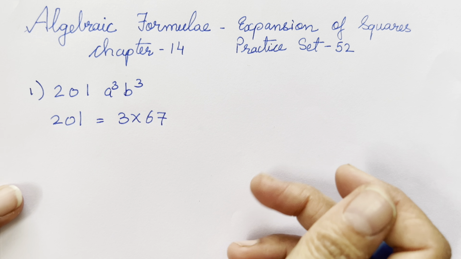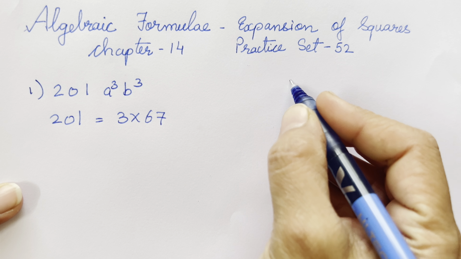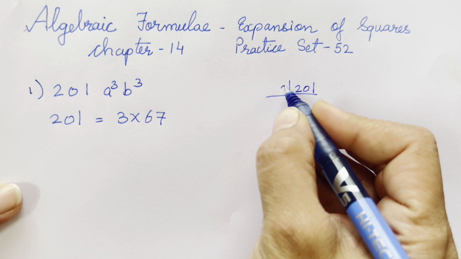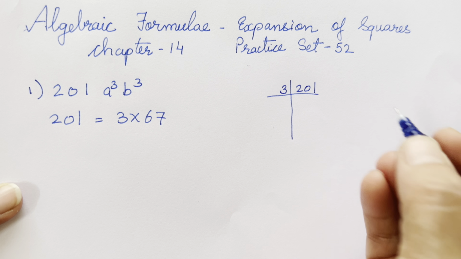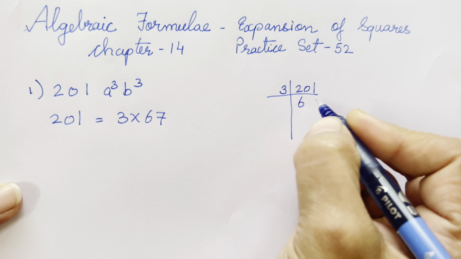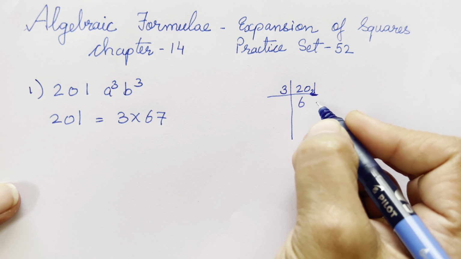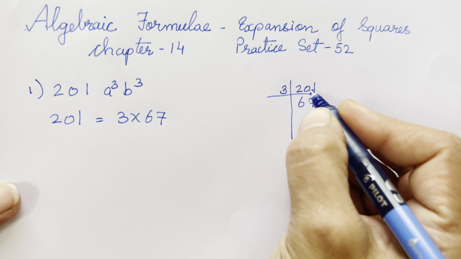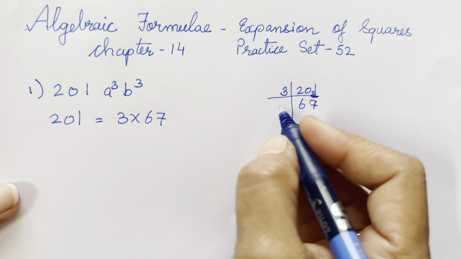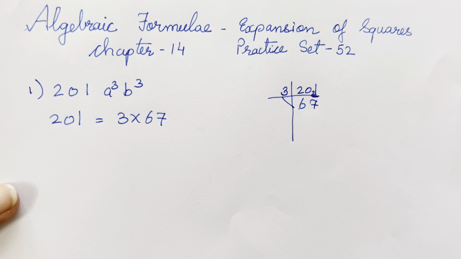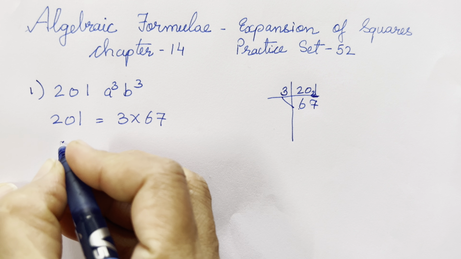So how are you going to find the factors? You all can factorize and write 201. 3 you all have to multiply with 3. 3 sixes are 18, 19, 20, so 21 is the number. 3 sevens are 21. So what are going to be the factors? 3 into 67, that is what we have to write.